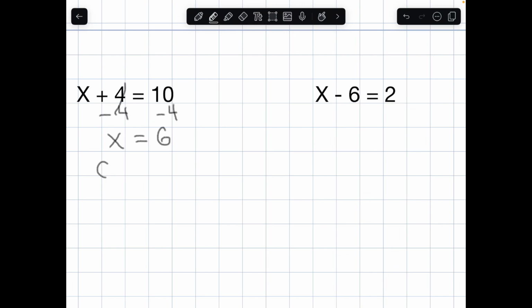I have 6 plus 4 equals 10. 6 plus 4 really is 10. So I have 10 equals 10, which means we solved it correctly.